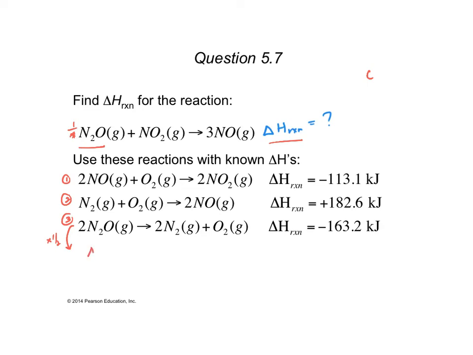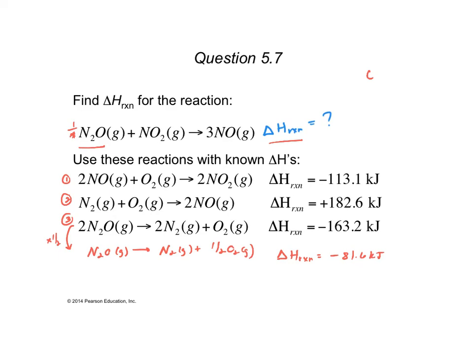Okay, so I'm going to take that N2O goes to make 1 N2 and a half O2. And so if I do that to the reaction, what do I have to do to the enthalpy value? I also have to multiply it by 1/2. So that's going to give me a minus 81.6 for that reaction.